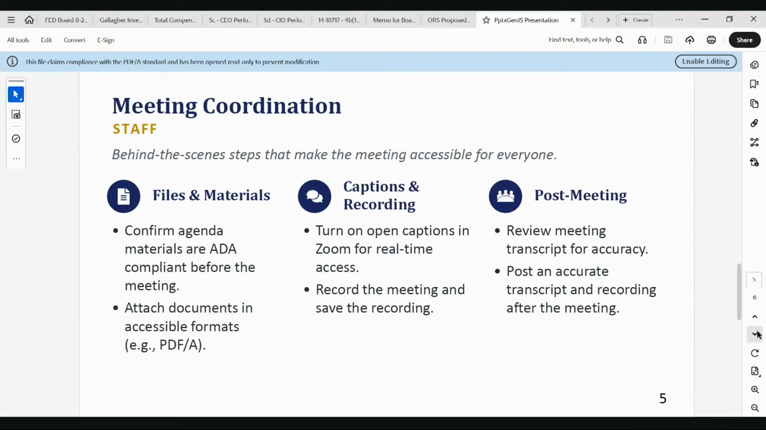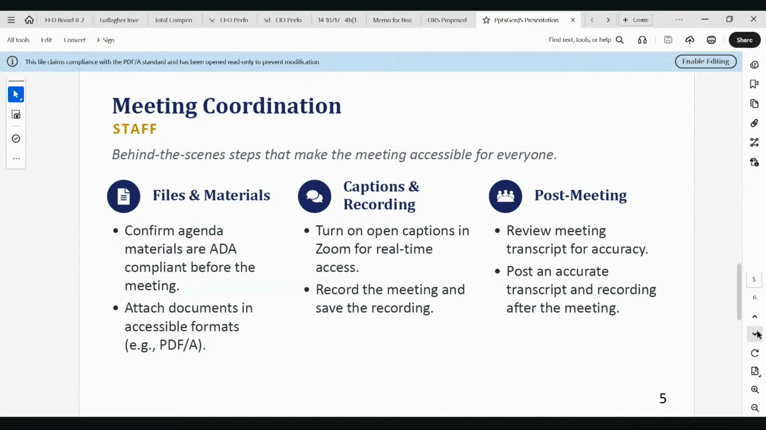For meeting coordination, behind the scenes, the administrative staff is responsible for checking for ADA compliance before anything's posted on our website and/or on the agendas. So this has created a little bit of additional time lag from when we need to have the materials sent to us the first time, so that we can make sure that we prepare it and have it ready for the meeting coordination.